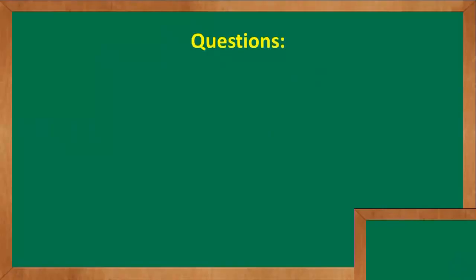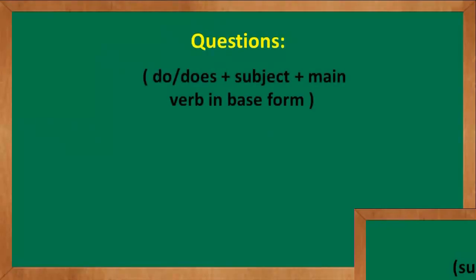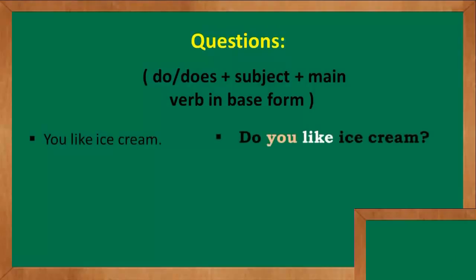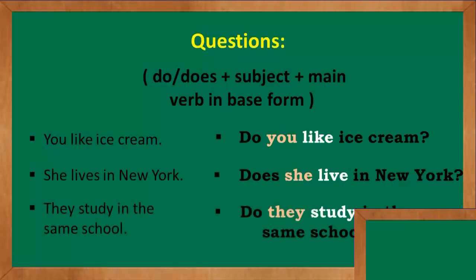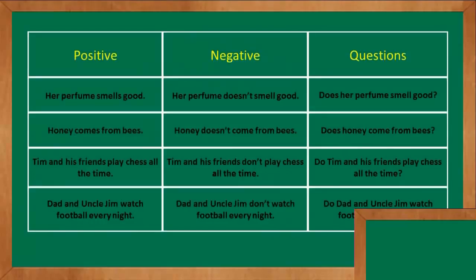For questions, the sentence structure is do or does plus subject plus main verb in base form. Examples: You like ice cream. Do you like ice cream? She lives in New York. Does she live in New York? They study in the same school. Do they study in the same school? Remember that in making questions, do and does should come first. Try to compare the differences between the structures of these simple present sentences.